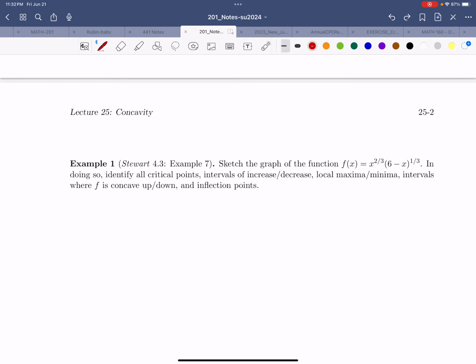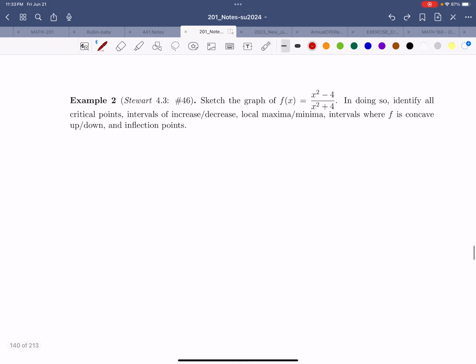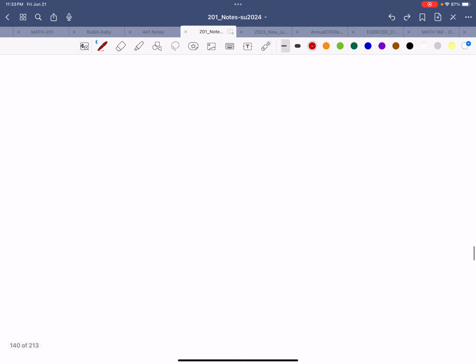Now we can answer these problems. This problem is quite difficult. Maybe we'll come back to this a bit later. You can also look at it in the book. This problem, not quite as bad, but still a bit of messy differentiation, right? I mean, look at that quotient rule. Taking the second derivative of that, gross.